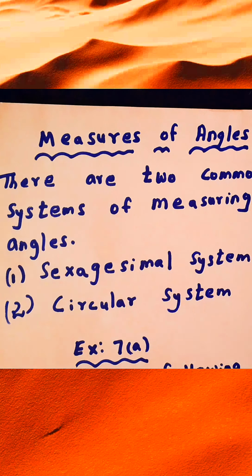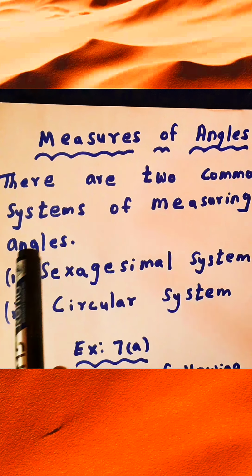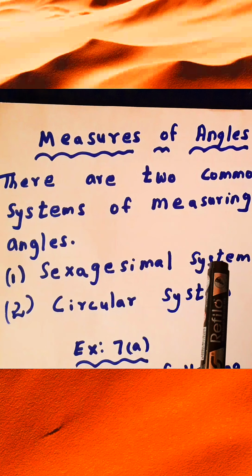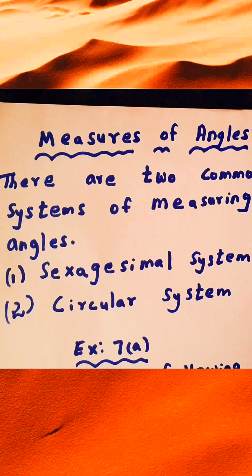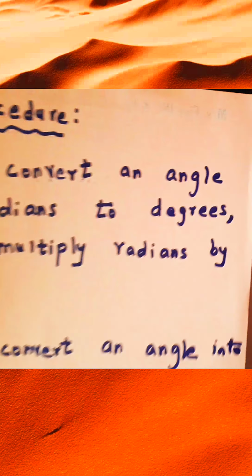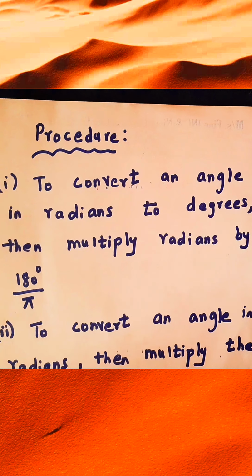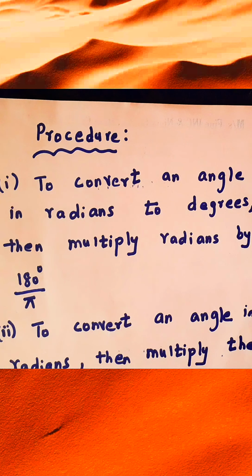Measurement of angles. There are two common systems of measuring angles: one is the sexagesimal system and the other is the circular system. We also discussed angles in the previous video. If you have not watched it, you can watch it to know what an angle is and what the four quadrants are.